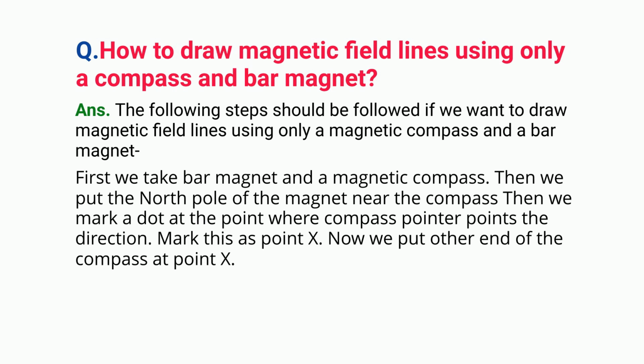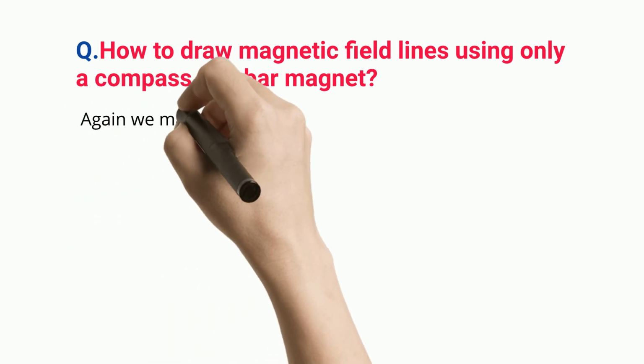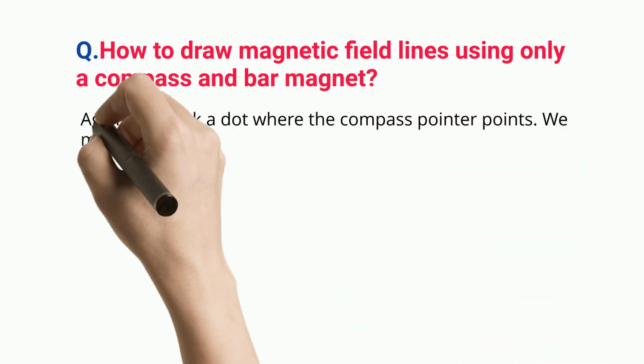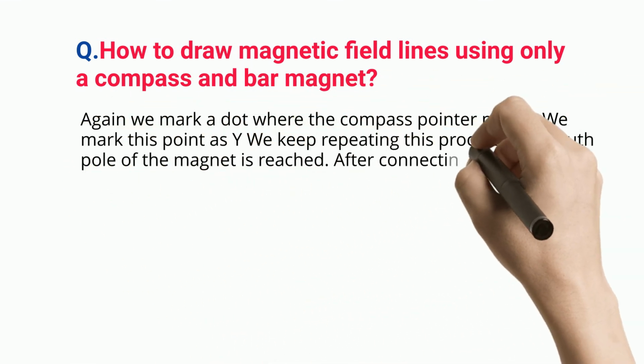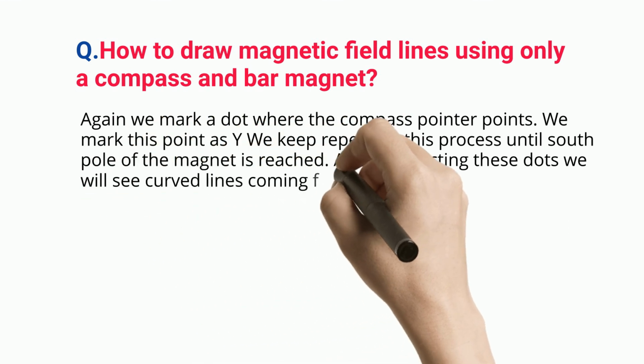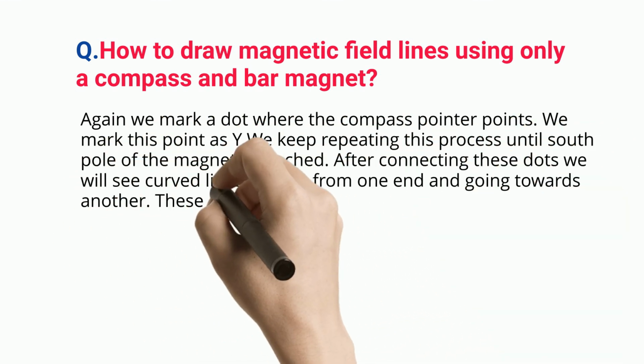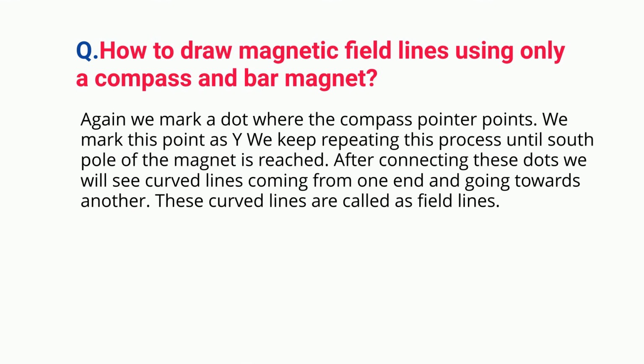Now we put the other end of the compass at point X. Again, we mark a dot where the compass pointer points. We mark this point as Y. We keep repeating this process until the south pole of the magnet is reached. After connecting these dots, we will see curved lines coming from one end and going towards another. These curved lines are called field lines.